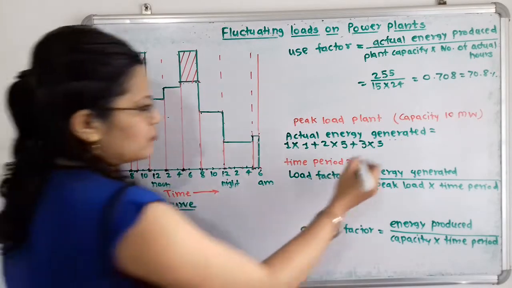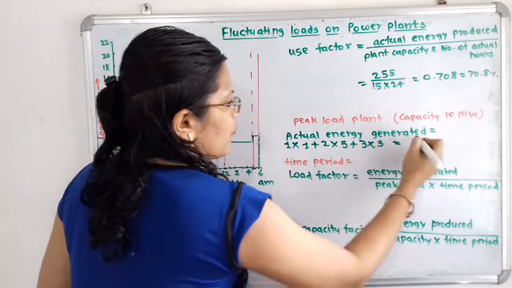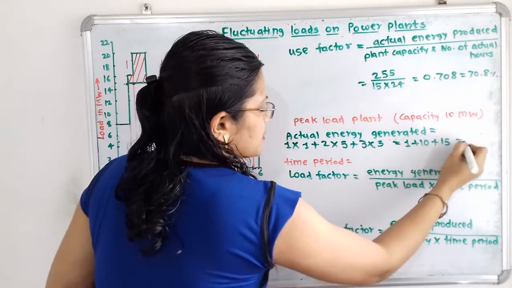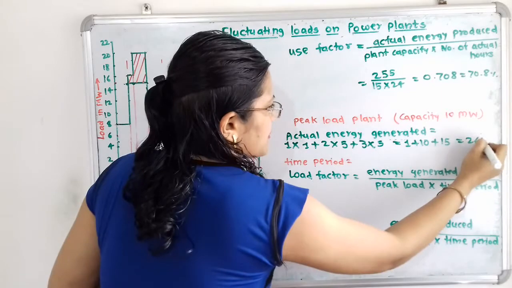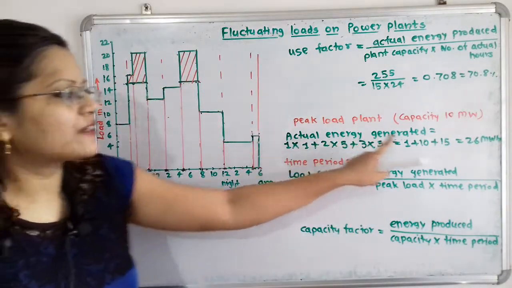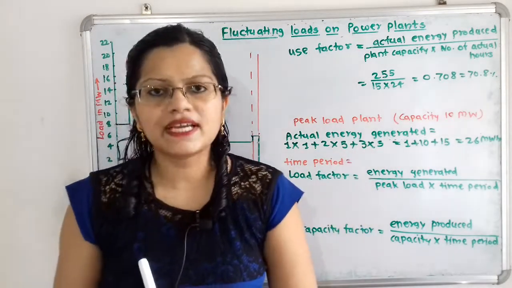Then we will calculate this, which is equal to 1 plus 10 plus 15, which is equal to 26 megawatt hour. So this is the actual energy generated by the peak load plant.